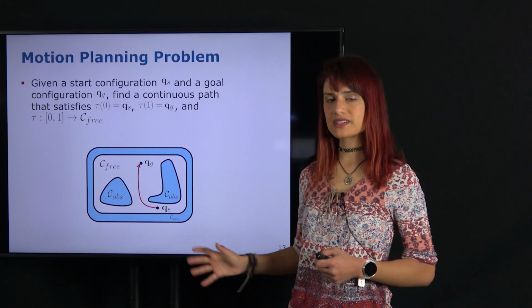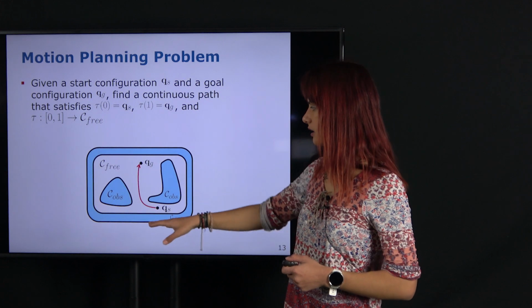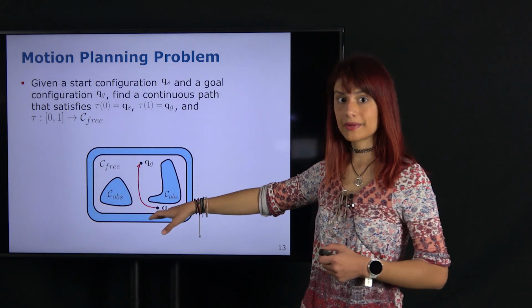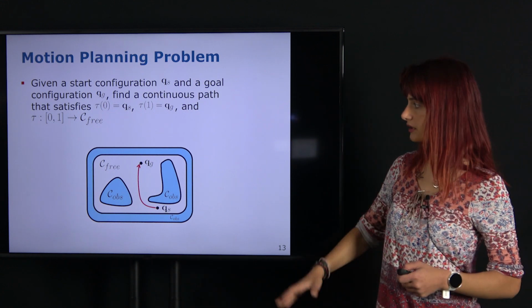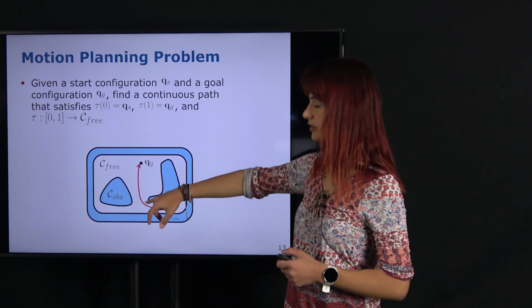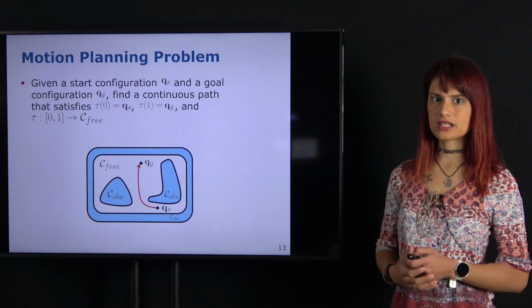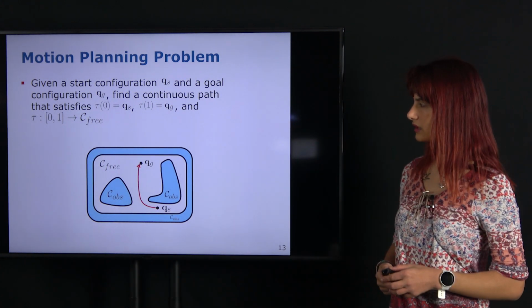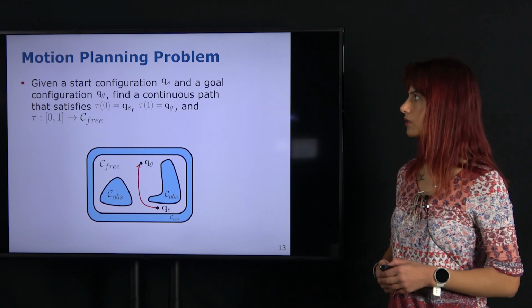So here's a very simple example in the previous environment, where we have the red showing the geometric path, with the start and the goal configurations here. And obviously, all the configurations in between are in white, and they're therefore in the free space. So this is what we call a planned path for the robot.